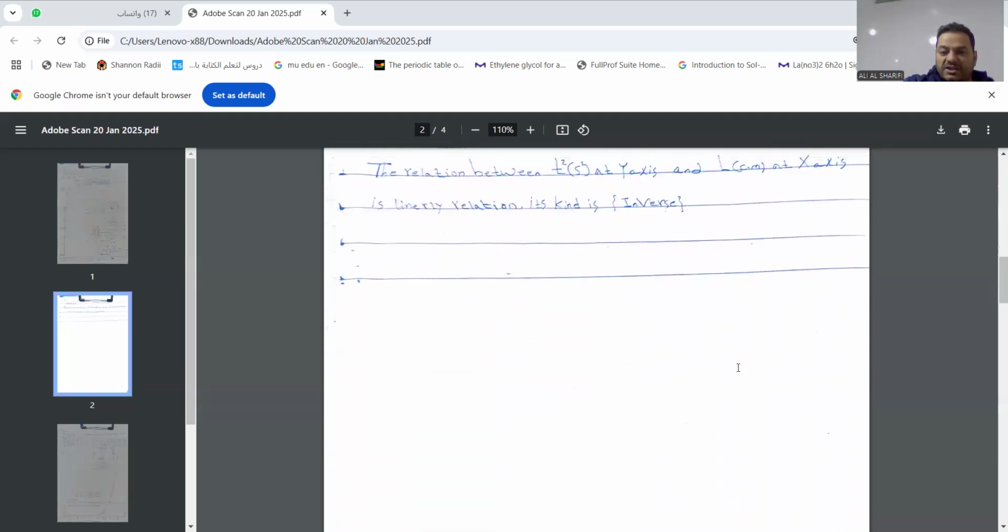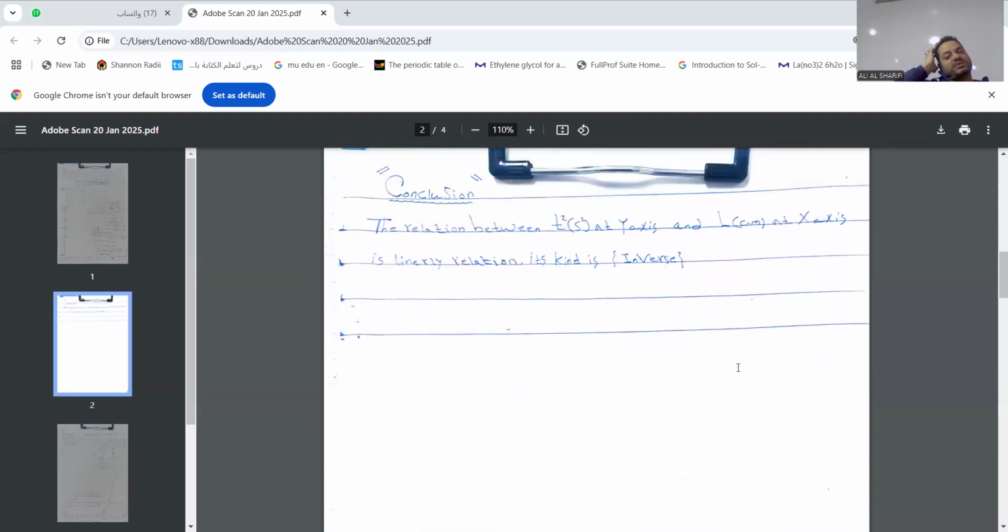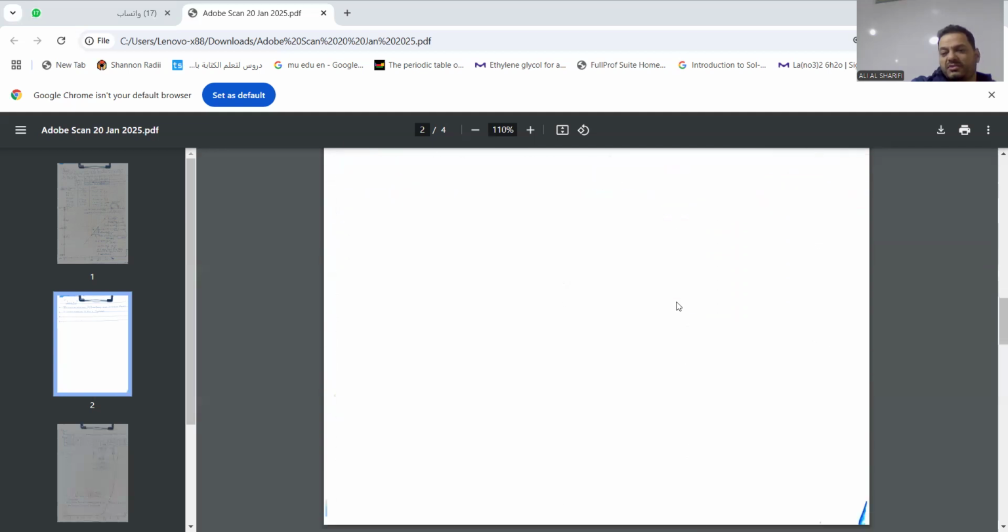Let's talk about the conclusion. The relation between t square at the y-axis and length of string at the x-axis is a linear relation. Its kind is increasing. It's a simple conclusion.